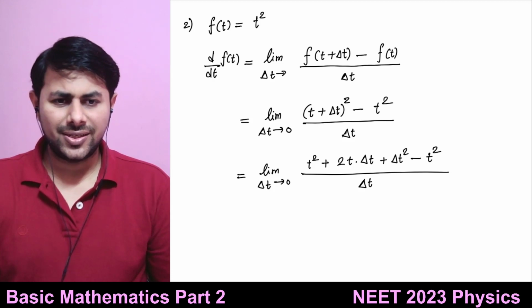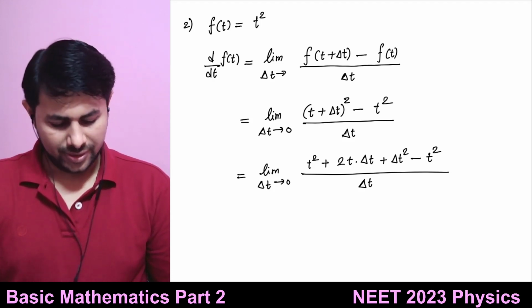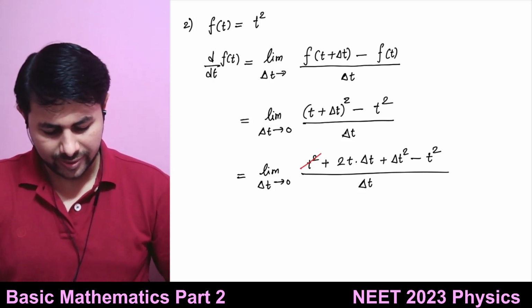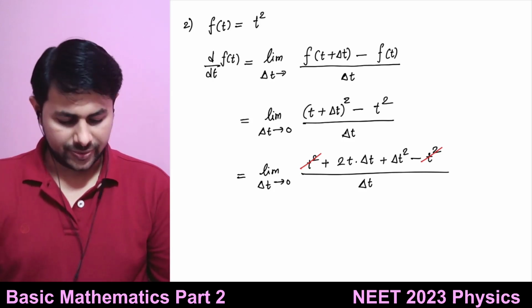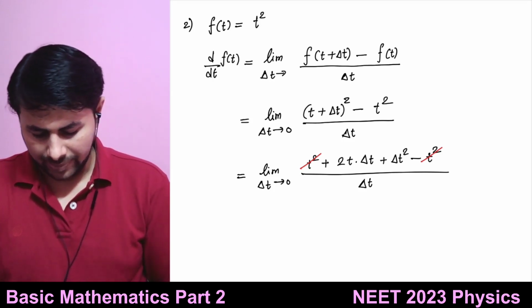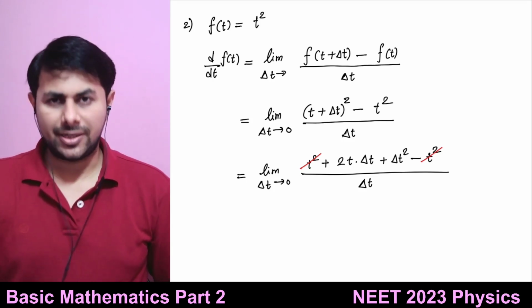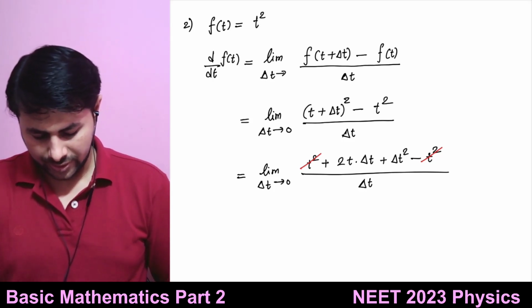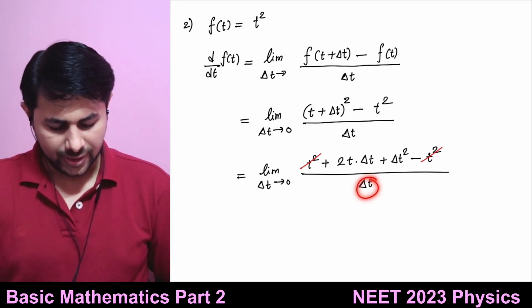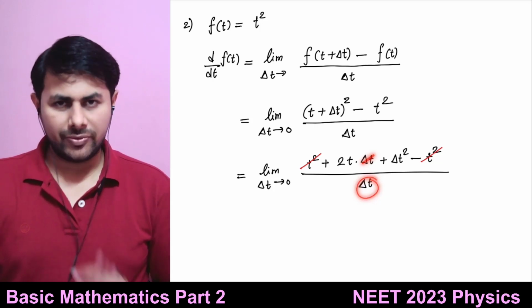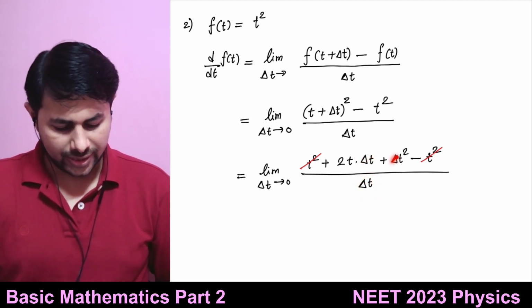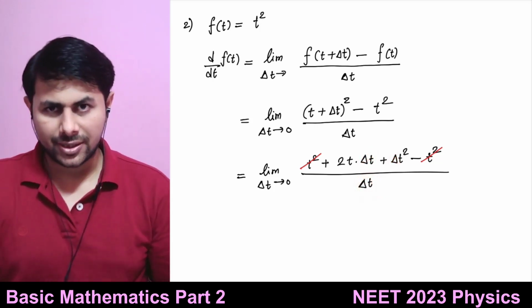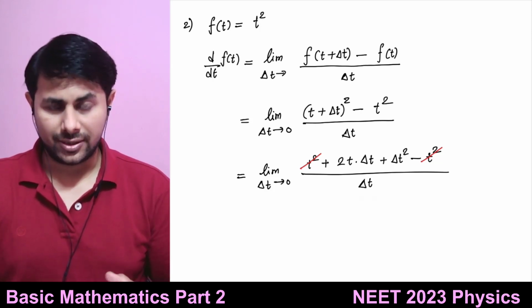What is getting cancelled? T square minus t square will get cancelled out. After that we'll divide by delta t. So if I divide by delta t, this delta t upon delta t will give me 1. But here I have delta t square divided by delta t. It will give me delta t.